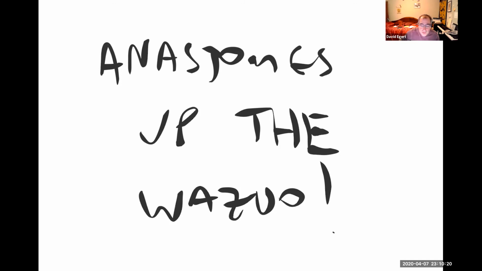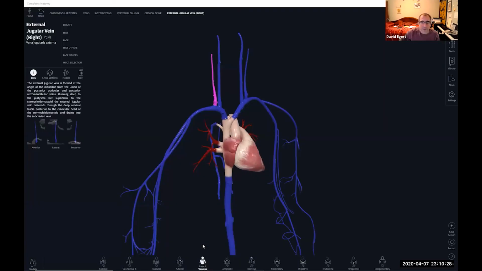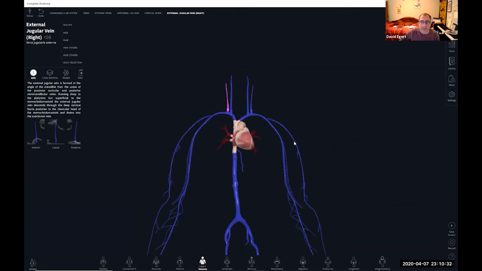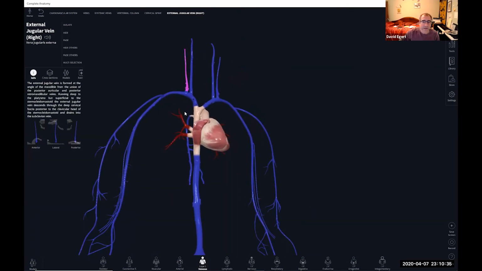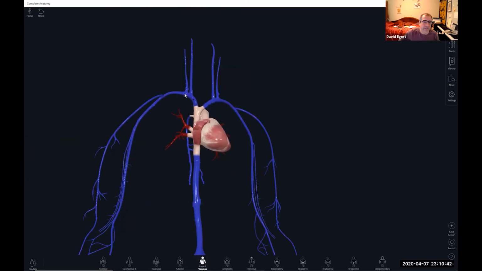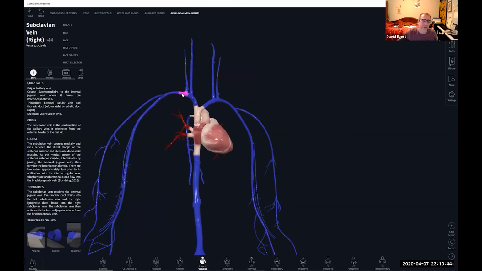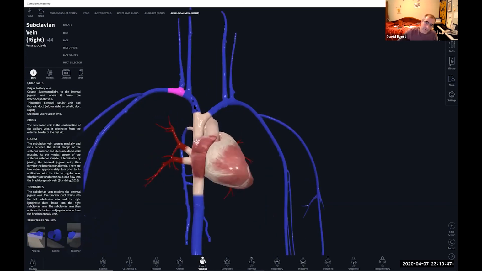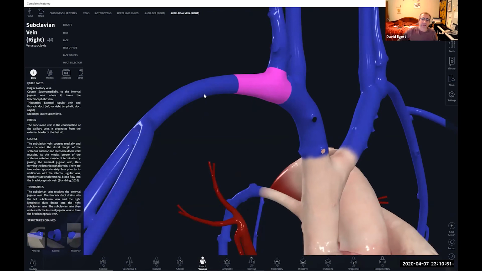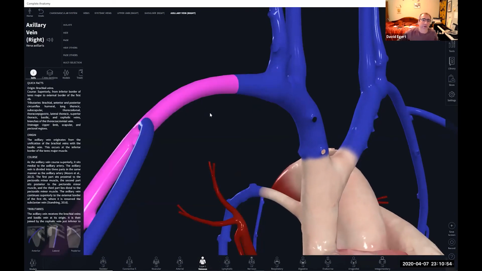So again, if we go back, this is showing the subclavian vein coming off here, or this is axillary, and then into the subclavian. No, this is subclavian. Should be right here. There. The subclavian vein is the one that comes off of the brachiocephalic going towards the arm. Axillary vein is the one that goes into your underarm.